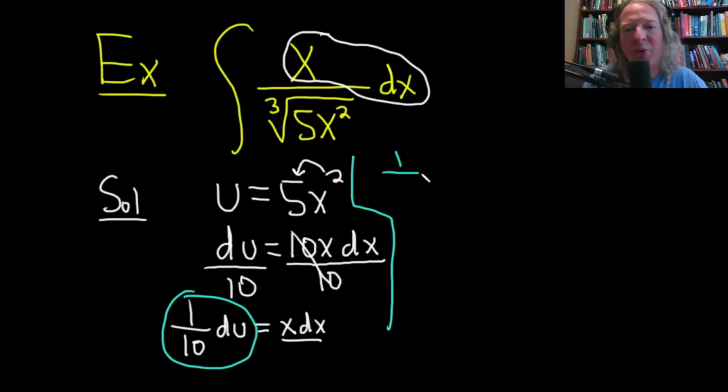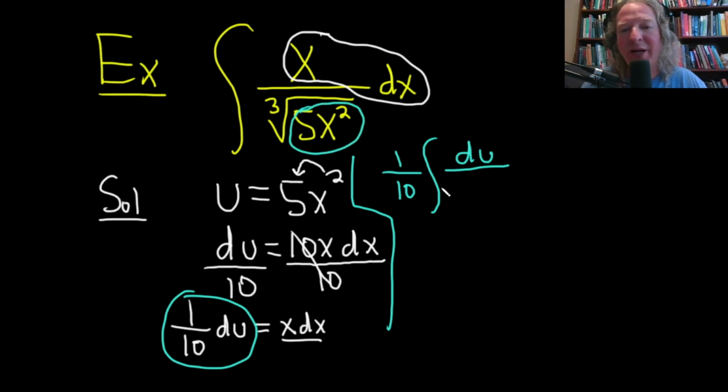I'm going to pull out the 1 over 10. So 1 over 10. Then we have the integral symbol, and then we have just the du, right? So du, I'll put it up top. And on the bottom, we have the cube root of 5x squared. But 5x squared, that entire thing is u. This is the cube root of u. So now we have a much more manageable integral, right? This is much, much easier to work with. So this is 1/10.